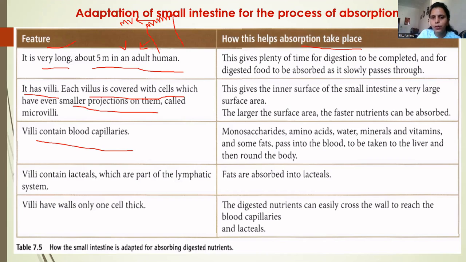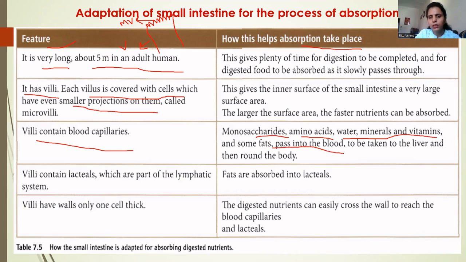Now this is important because blood is the fluid or tissue present in the body which will take all these digested nutrients from the small intestine to various body parts, isn't it? Because blood helps in transportation, and you have already learned this in lower classes. So digested nutrients like monosaccharides, amino acids, water, minerals and vitamins, and some fats pass into the blood.